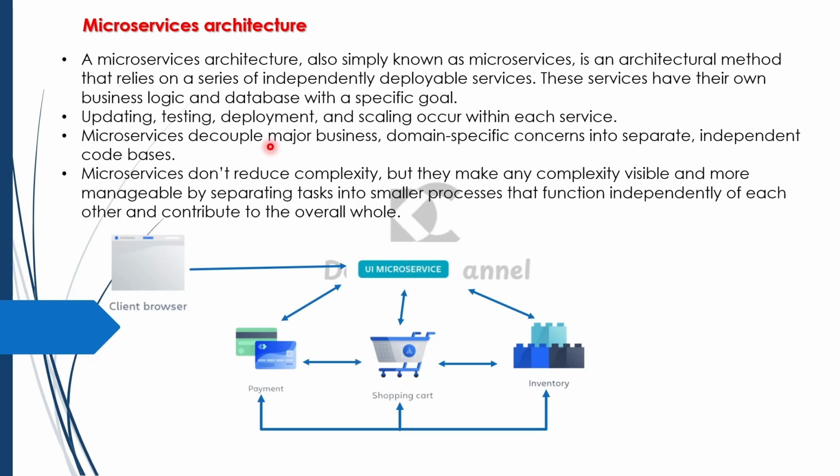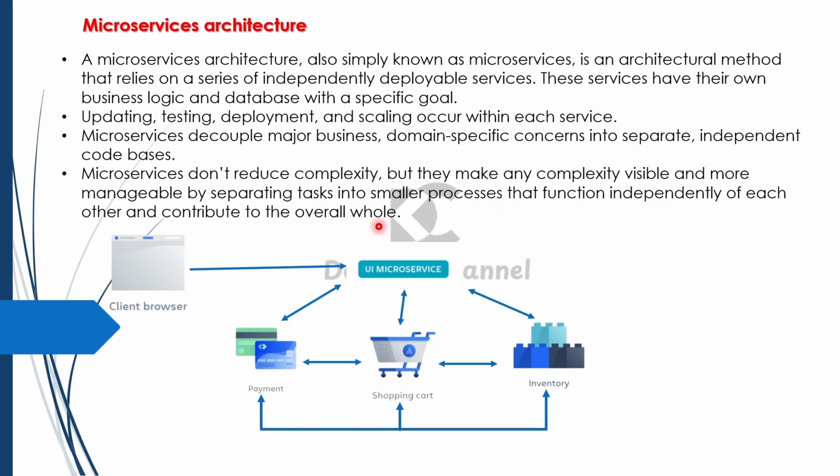Okay, now let's understand microservices architecture, also known as microservices, an architectural method that relies on a series of independently deployable services. Okay, these services have their own business logic and database with a specific goal. Updating, testing, deployment, and scaling occur with each service. Okay, you cannot do that with the same service like a unified unit, like a monolithic, right? So in here it goes differently. Microservices decouple major domain-specific concerns into separate, independent code bases. Microservices don't reduce complexity, but they make any complexity visible and more manageable by separating tasks into smaller processes that function independently of each other and contribute to the overall whole.